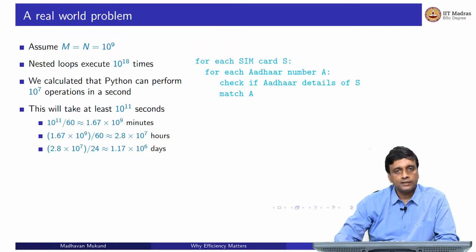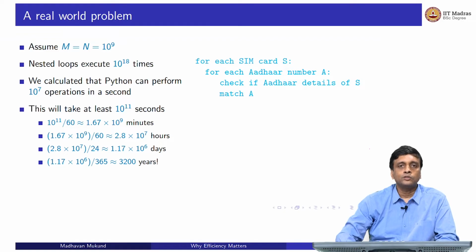So what is a million days? Well, let us take a year to be 365 days. So if I divide this by 365, I get 3,200 years. Now this is something we can understand, right. So 3,200 years is a long time. It's probably going to be much beyond the lifetime of the planet as we are currently running it, right. And we certainly cannot wait so long to validate whether every SIM card has a valid Aadhaar number.